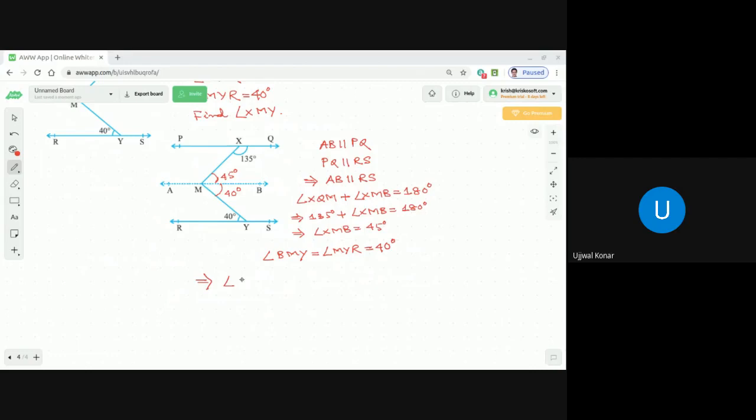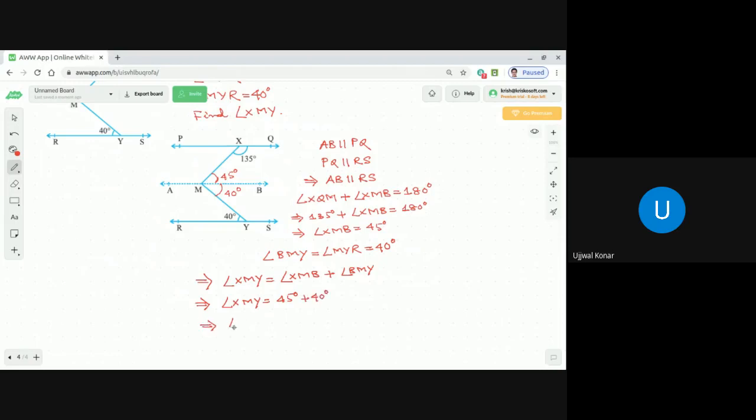that angle XMY is equal to angle XMB plus angle BMY. So from here you can write angle XMY is equal to 45 plus 40 degrees.